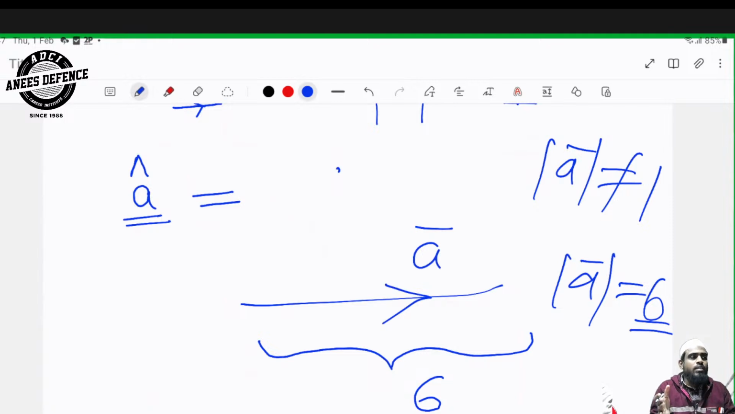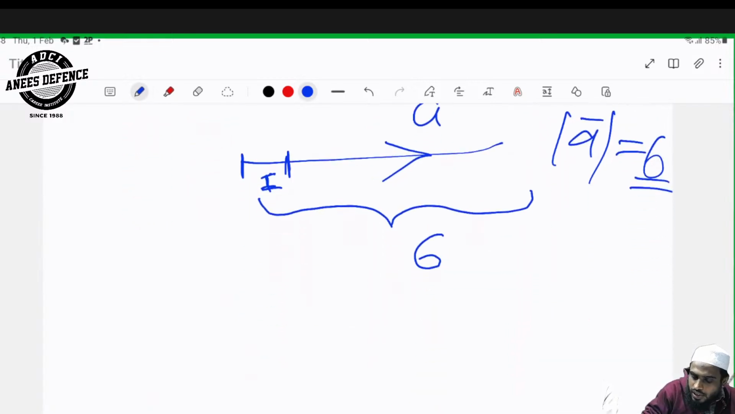Now you have the vector, length of the vector is equal to 6. Now you want to convert that 6 into 1. What do you have to do? We have to divide by 6. If you are dividing by 6, the length will be reduced to 1.